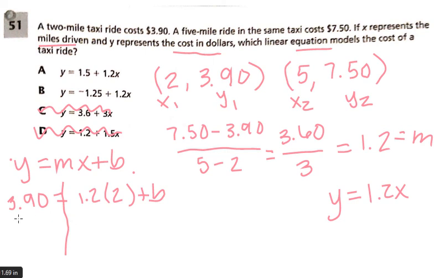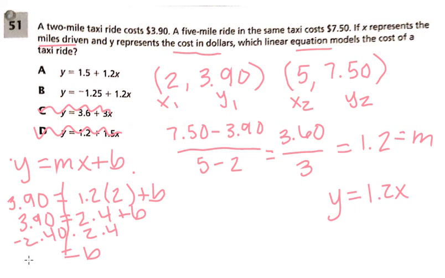Well, this is going to leave me with 390 is equal to 2.4 plus b. And when I subtract 2.4 from each side, I get that b is equal to 1.5. So this ends up being plus 1.5. So remember, the order doesn't matter as long as the slope is attached to the x. So I should have 1.2 attached to the variable and then my initial value of 1.5.